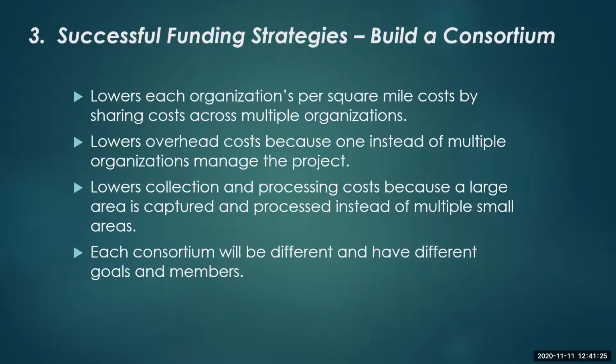One thing to realize though, is if you're building different consortiums, each consortium will be different. It'll have different members and it's going to have different goals. And so we've watched Sonoma started because ag and open space needed to prioritize their acquisitions.